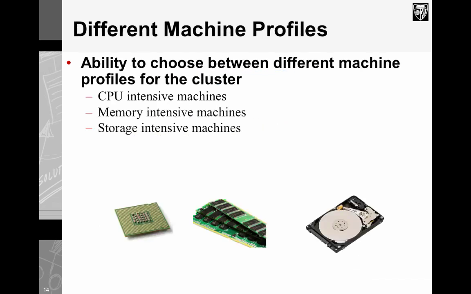Different machine profiles. You should ask the cloud provider whether you have the ability to choose between different machine profiles for the cluster. Many cloud providers have different profiles of machines. They may have CPU, memory, storage intensive machines, or even network intensive machines. And the question really is, do you have the capability to select when you launch your cluster to choose between one of these different kinds of profiles? And if you do, then that's a great thing for you. That's a plus in selecting that particular cloud provider.